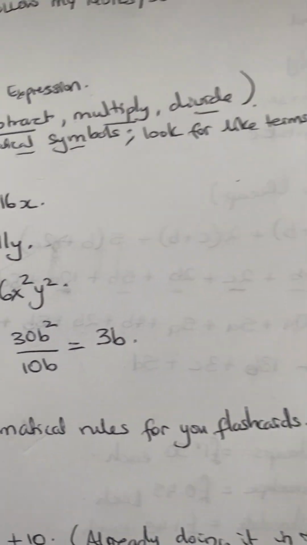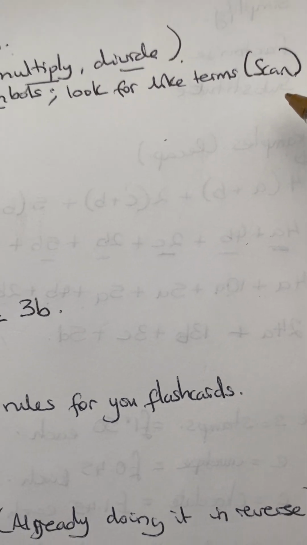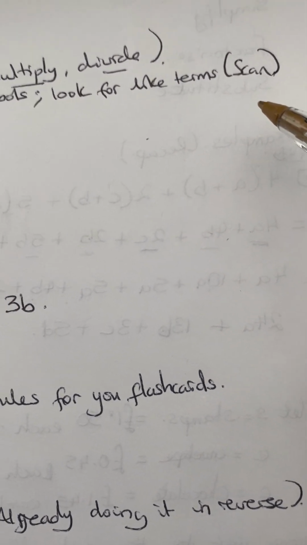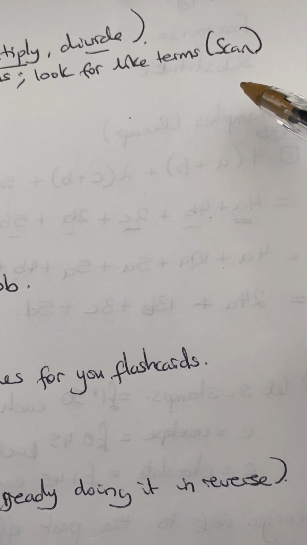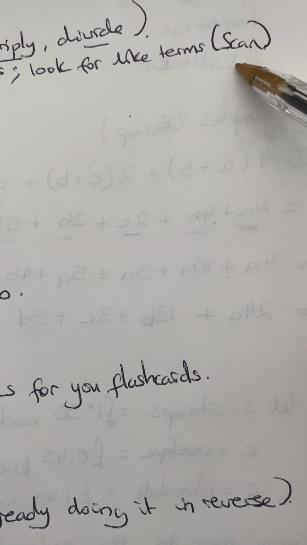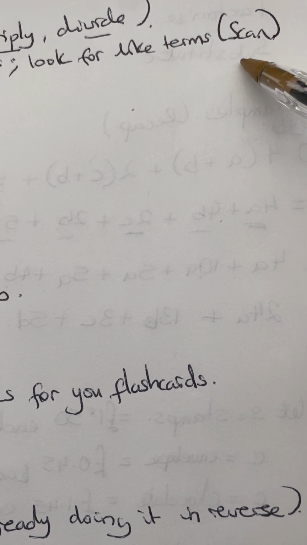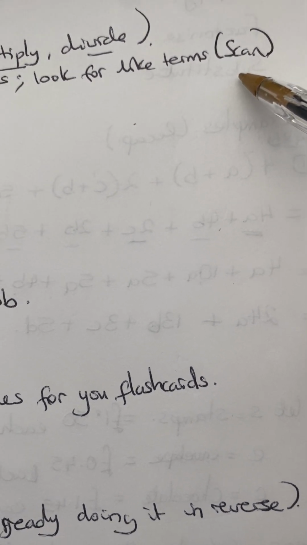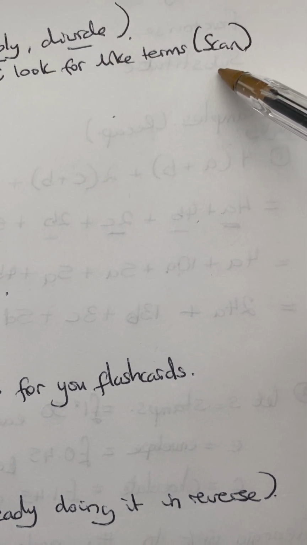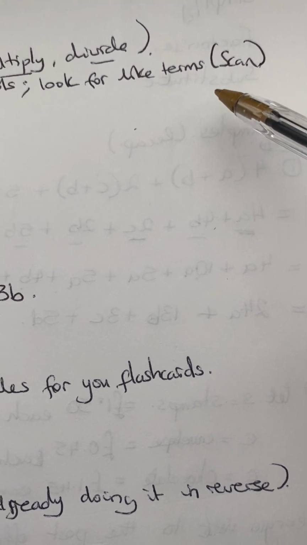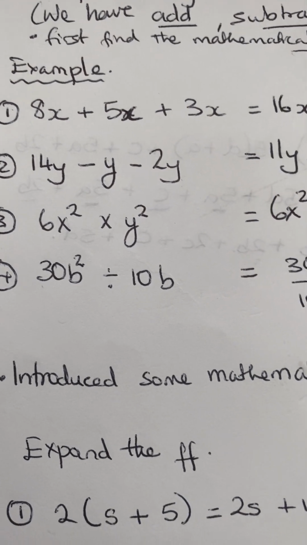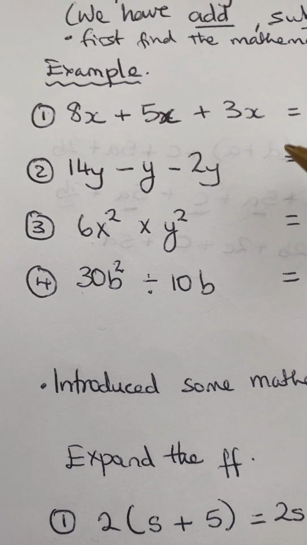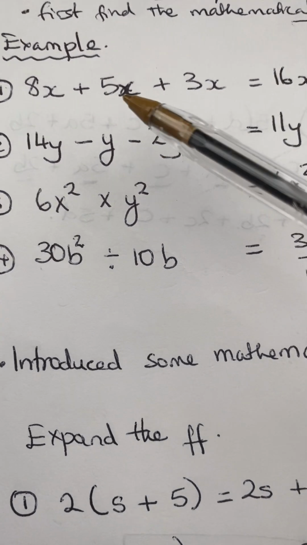And then you scan and see if they are like terms. So if you're adding, for instance, you scan and see if you can group the like terms together, okay? And I showed you how to introduce the brackets, okay? Now, for example, let's look at 4 quick examples.